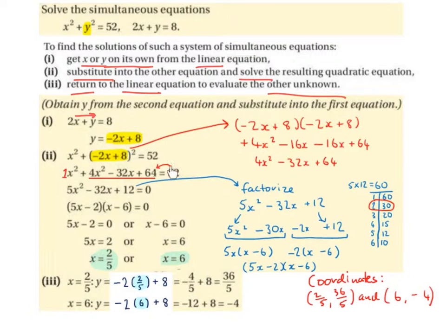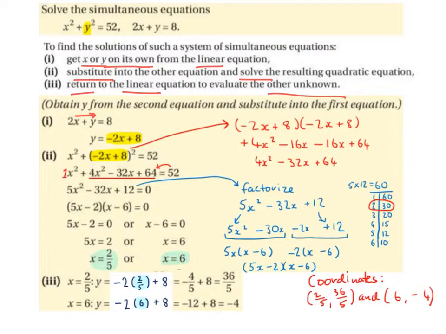So next I'm going to bring the 52 over the equal sign, and it's going to become minus 52. And 64 minus 52 will be 12. And then 1x squared plus 4x squared will be 5x squared. And we also bring down the minus 32x. So we get 5x squared minus 32x plus 12 is equal to 0. Now we're going to factorize this and solve. Alternatively, we could have used the quadratic formula or the minus b formula.